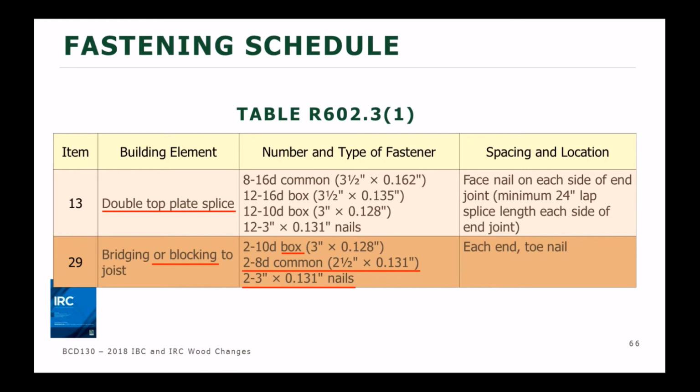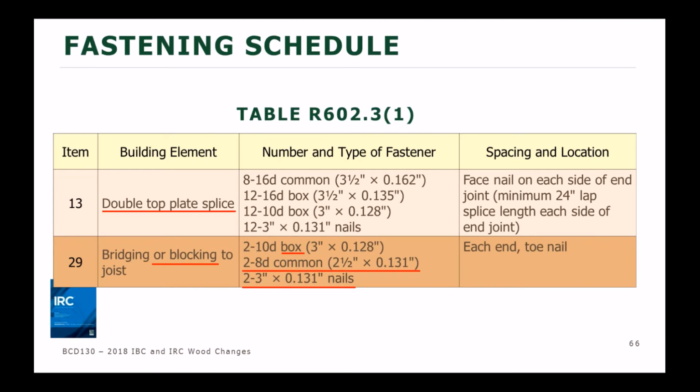For the top plate splicing, same as previously in Chapter 6, you've got the face nails on each side of the end joint with a minimum 24-inch lap splice length on each side of that joint. The other change was to item 23, bringing in blocking as well as bridging to the joists. So you now have that option of using this nailing for either bridging or blocking between the joists.